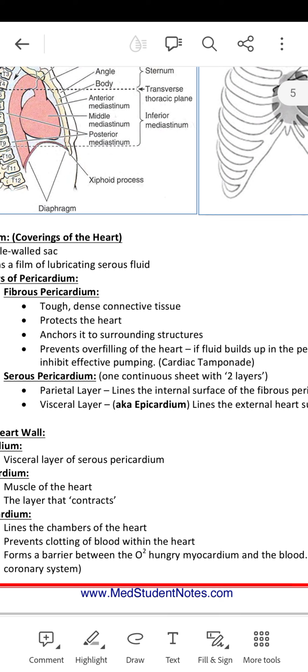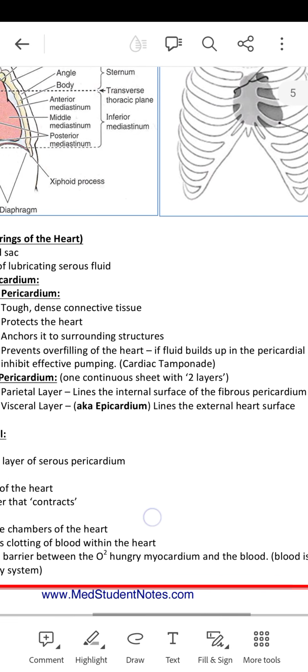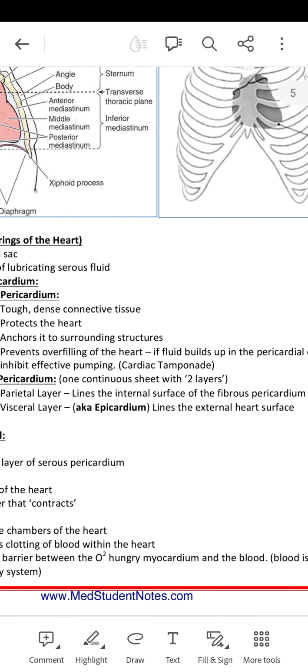Next is the visceral layer, also known as the epicardium. The visceral layer is the epicardium, which lines the external heart surface. So the parietal layer is inside and the visceral layer is the external heart surface, also known as the epicardium.